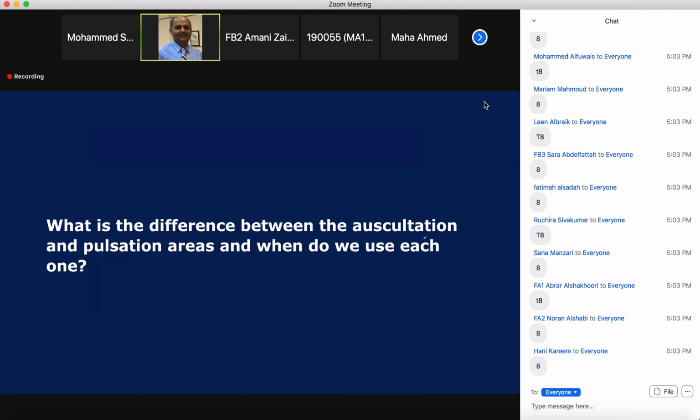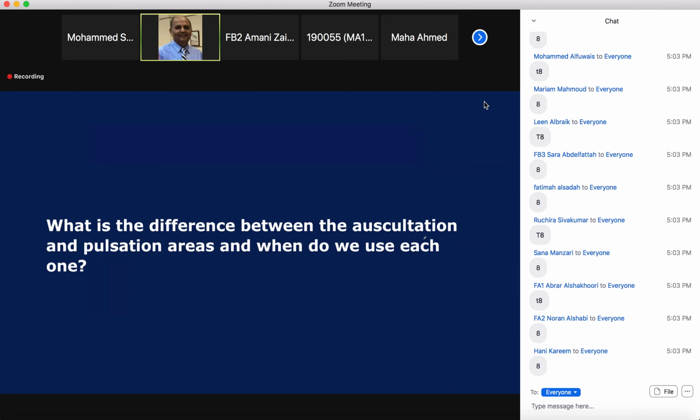What is the difference between the auscultation and palpation area, and when do we use each one? Okay, this is an interesting question. So now I have some images for you. What do you see here? Is it auscultation or palpation? Auscultation. Why do you call it auscultation? Because you are auscultating with the help of this stethoscope. Agree? And what about this? Auscultation or palpation? Palpation. So we are fine. So we are clear on one thing.